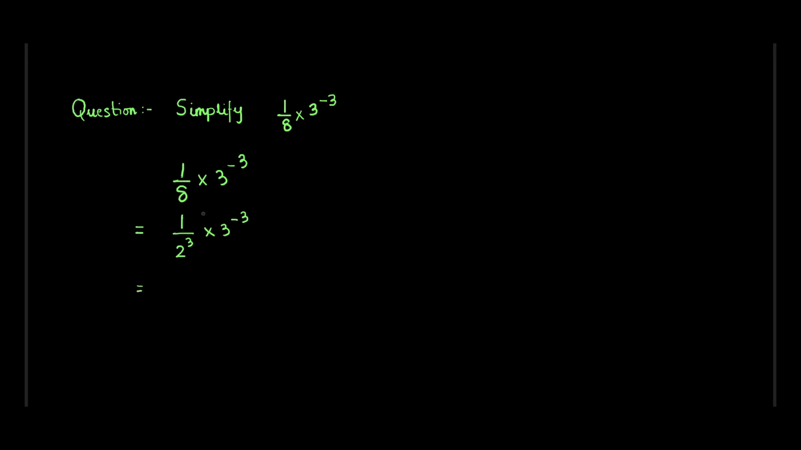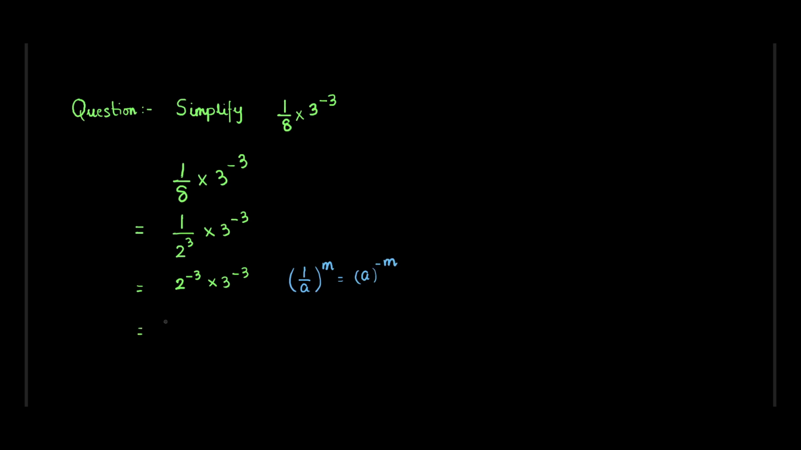Next, now 1 upon 2 to the power 3 can be written as 2 to the power minus 3 into 3 to the power minus 3. So again, over here we have used the formula that 1 upon a to the power m will be equal to a to the power minus m. So again, when we are reciprocating the base, the power will become negative.